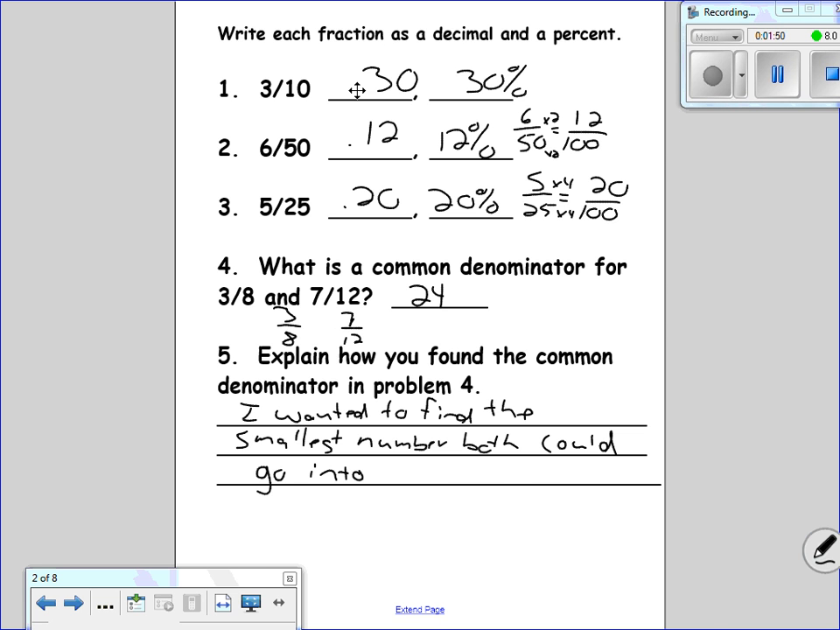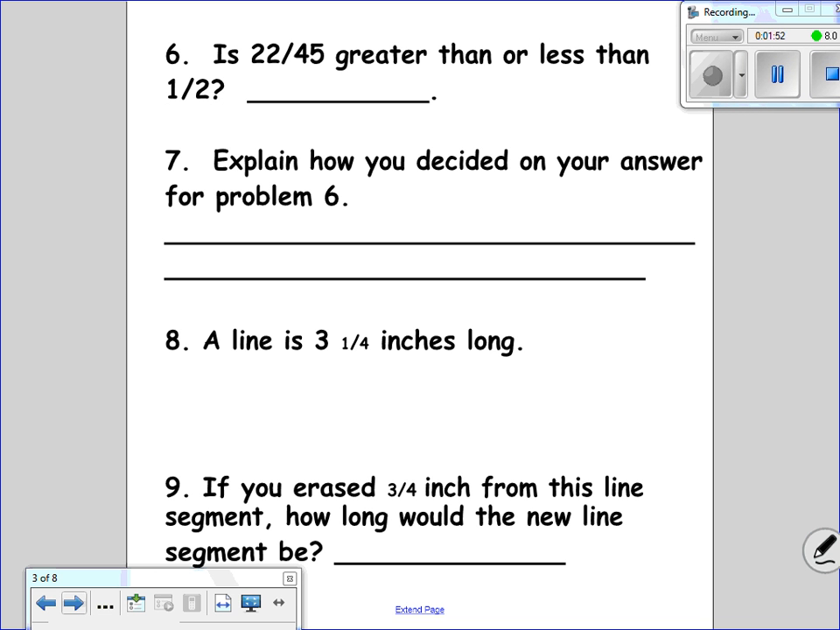Excellent. Let's keep going. Is 22 over 45 greater than or less than half? Let's take a look here. How would I solve that? I would have to find a number that they could both go into, right? 22 over 45, and I have half. What number could 22 and 45 both go into? They each can go into 90, right? Because 45 times 2 is 90.